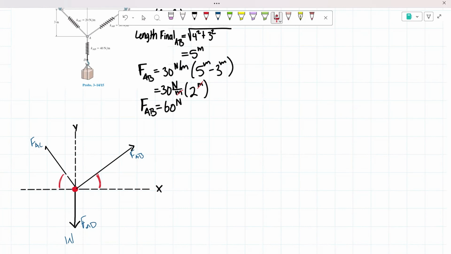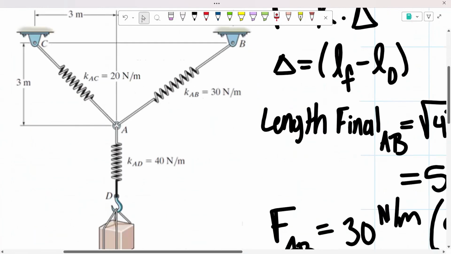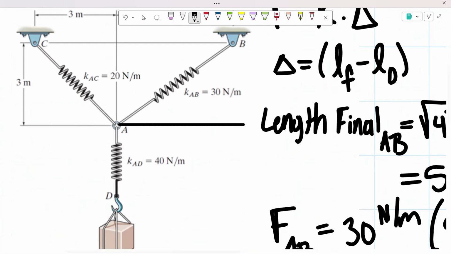Before continuing on, there is something left for us to do. We need to find the angles right here because they're going to help us later on in the problem. To find these two angles, we're going to look at them as if they were triangles.